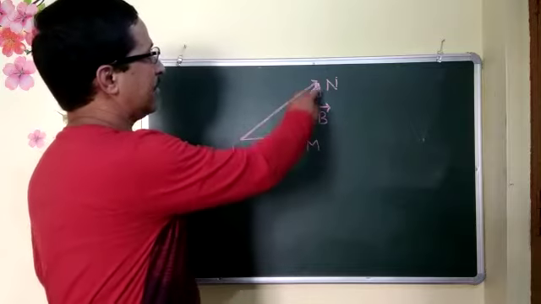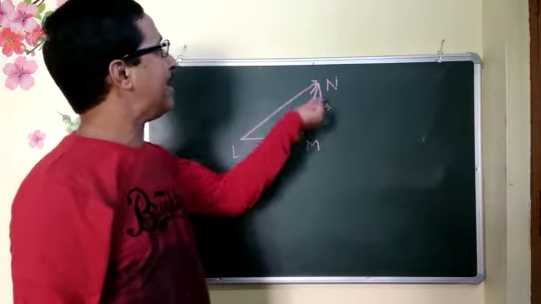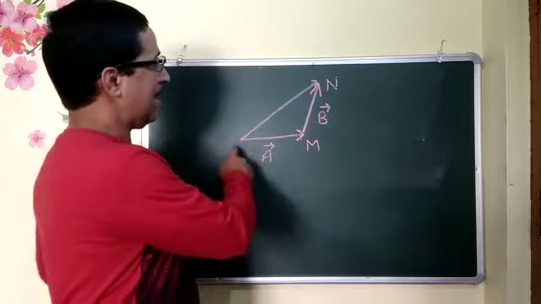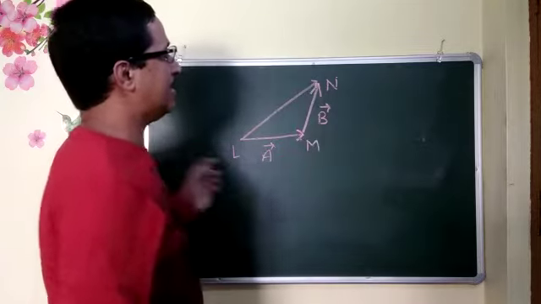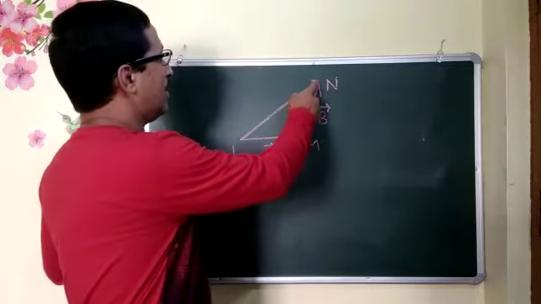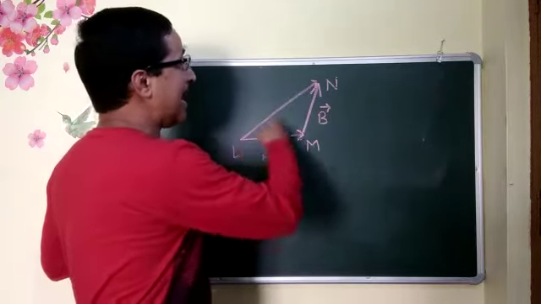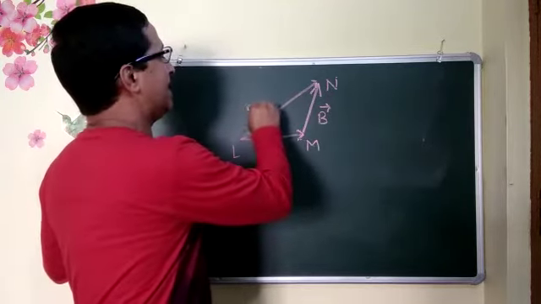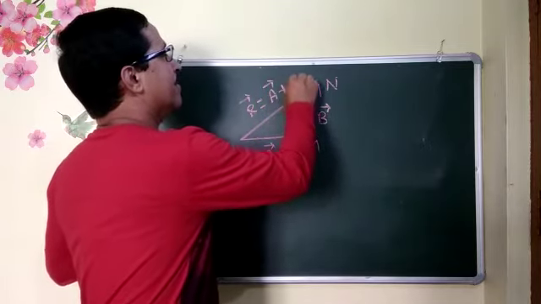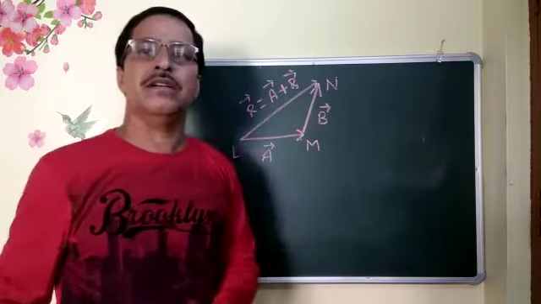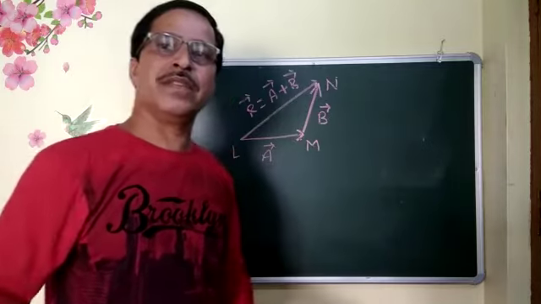In this triangle, LM is the first side, MN is the second side. LM represents vector A, MN represents vector B. So NL, the third side, but in opposite sense, that is LN, will represent the sum of the two vectors A and B. This is what is called the law of triangle for the addition of the vectors.